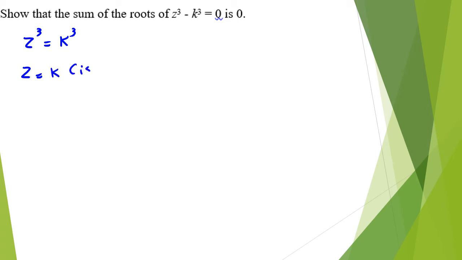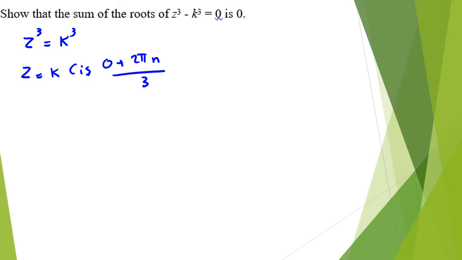k, then cis. Now the angle in here, the original theta, is 0, because the imaginary part is 0, and 0 over anything is 0, so that's why the theta is 0. So 0 plus 2 pi n over 3. This n, you're going to use 3 different values of n, because we want 3 different roots.